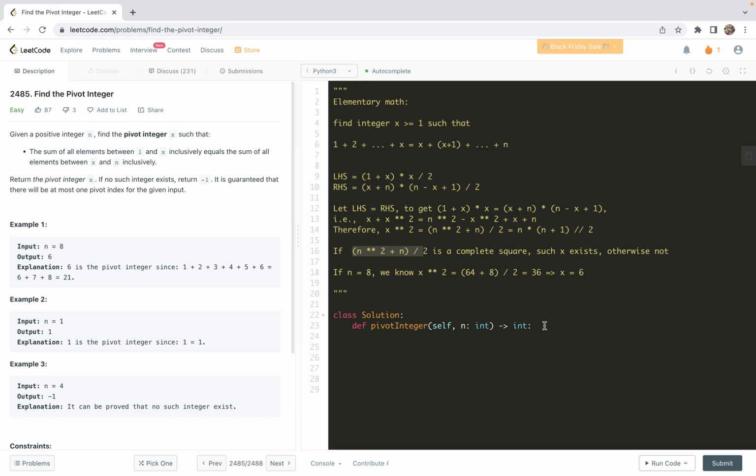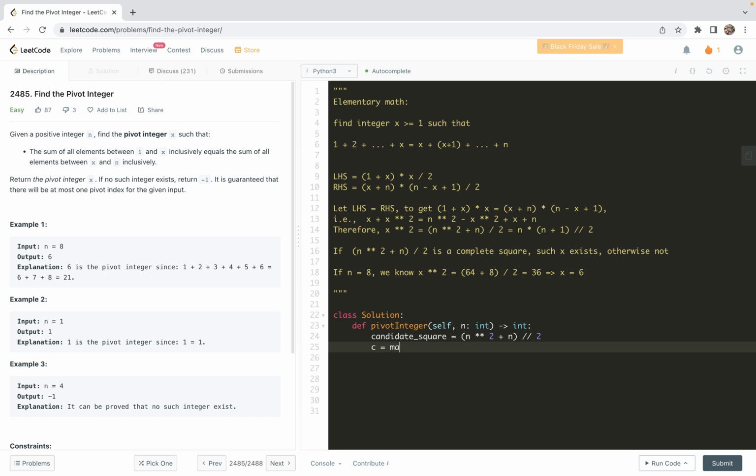So with that said, I guess we are ready to write the code. We can write the code in one line. However, let's write with some redundancy to explain the idea. First, the candidate square is nothing but n squared plus n, then integer division by 2, right?